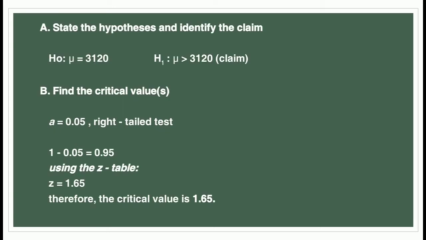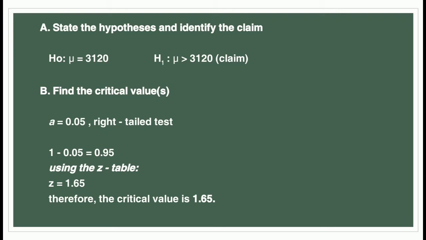So now let's perform the hypothesis testing. The first step is to state the hypothesis and identify the claim. In the null hypothesis, mu is equal to 3,120, and in the alternative hypothesis, mu is greater than 3,120. For the second step, find the critical value or values. Alpha is equal to 0.05 and it is a right-tailed test.